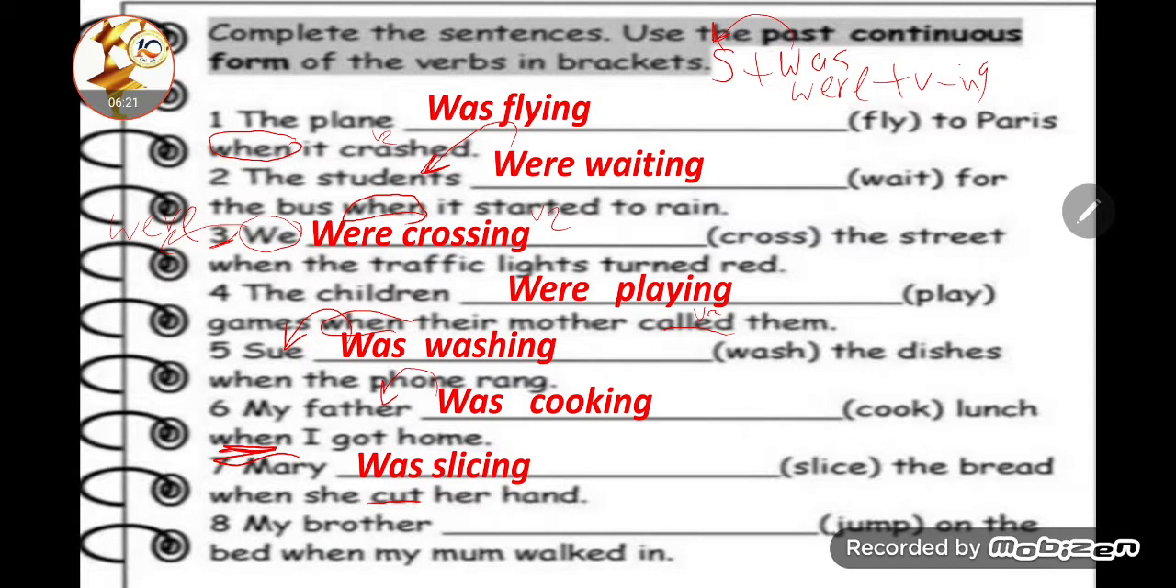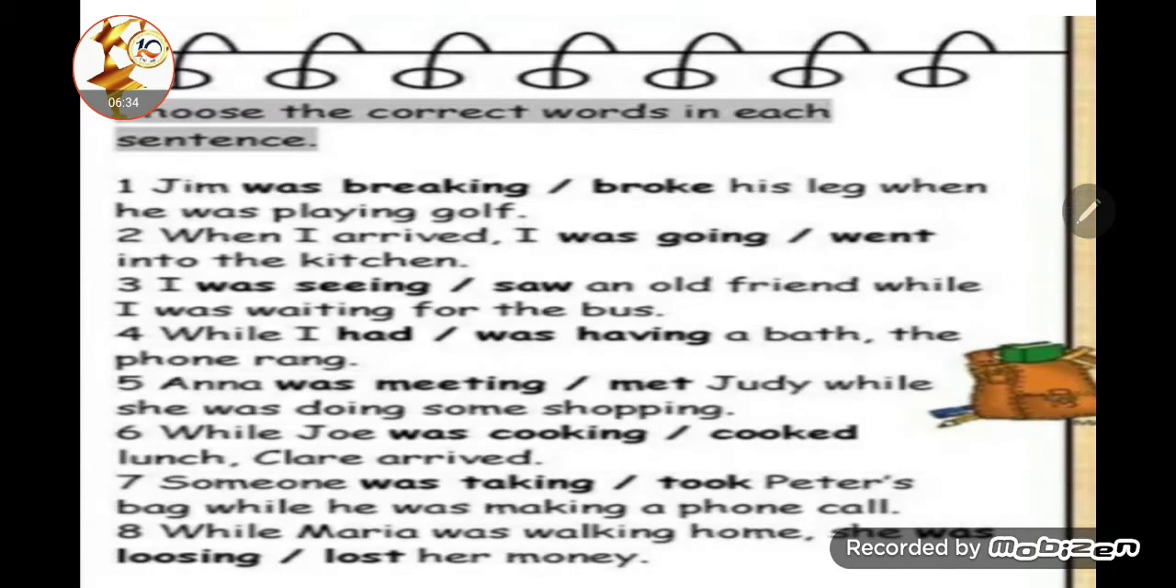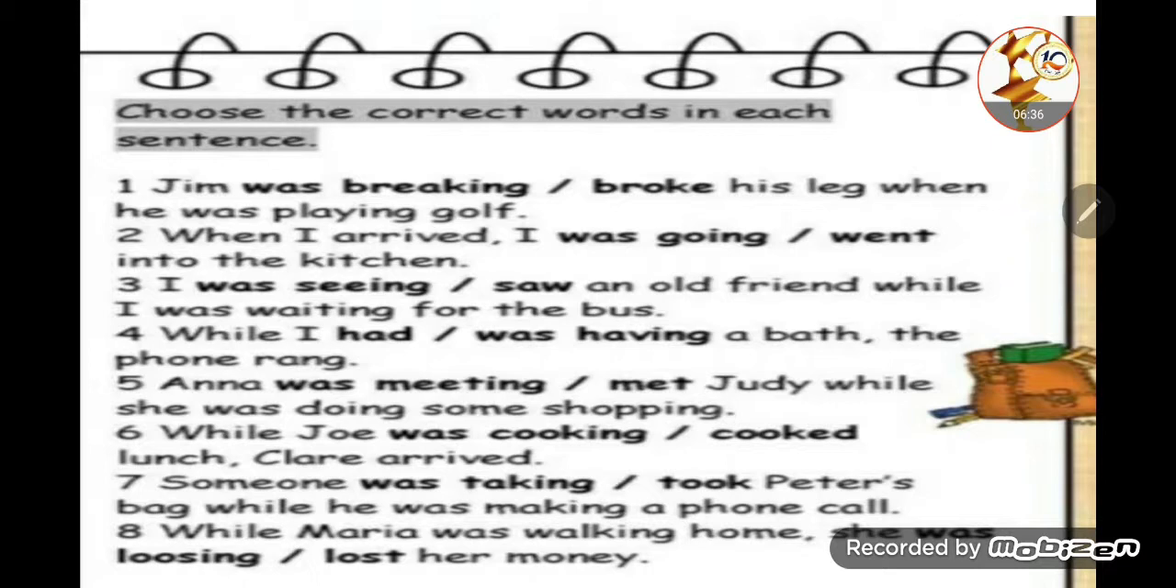My brother jumped on the bed when my mom called. My brother was jumping on the bed when my mom called. Okay, let's move to question number 2 or to exercise number 2. Choose the correct words in each sentence. بدنا نختار الكلمات الصحيحة أو الكلمة الصحيحة بكل sentence أو ال correct answer.